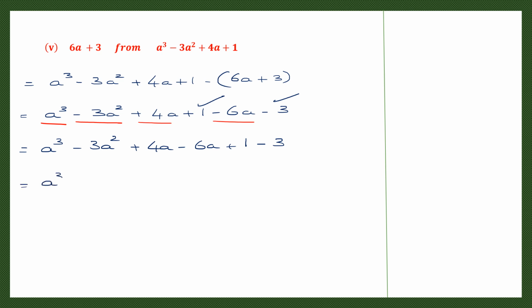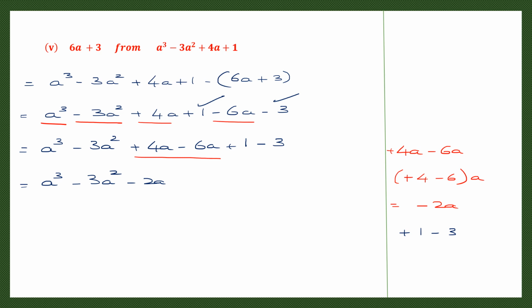Okay, so let's work on the like terms. So this will be a cube minus 3a squared. No change here. Now let's work on this. So that is 4a minus 6a. Let's take only the numbers. Plus 4 minus 6. When signs are different, put the sign of the bigger number and subtract. 6 minus 4 is 2. So that's minus 2a. Then we have the numbers plus 1 minus 3. Signs are different. Sign of the bigger number and subtract. 3 minus 1 is 2. So that's minus 2. So we have a final answer. A cube minus 3a square minus 2a minus 2.